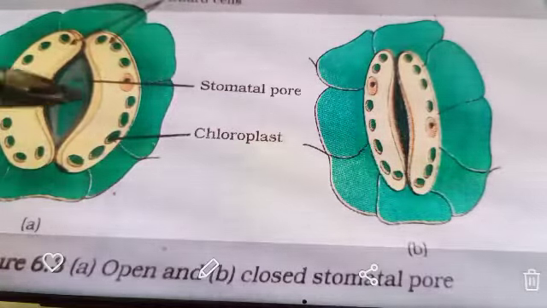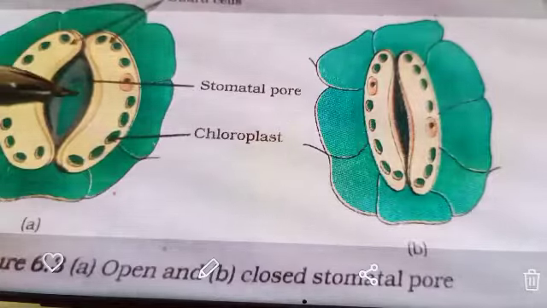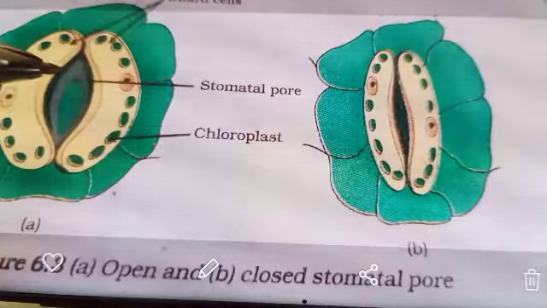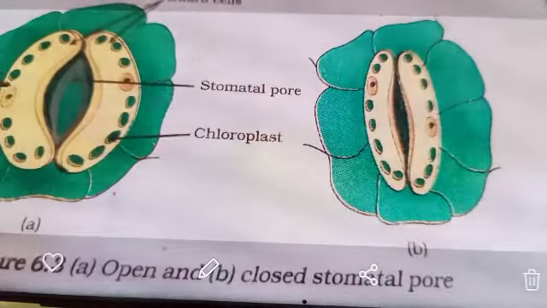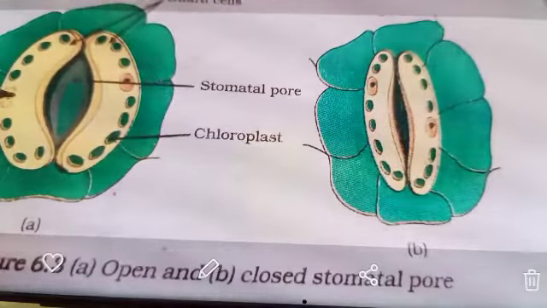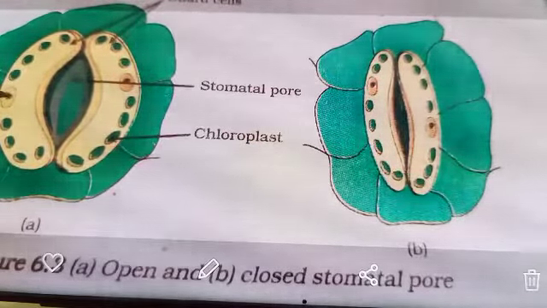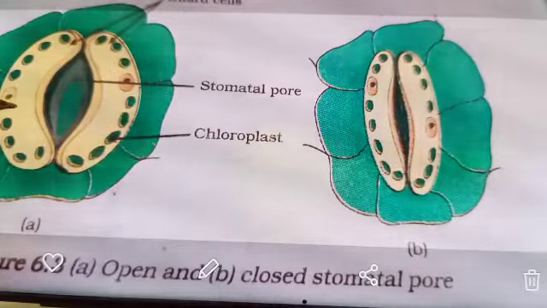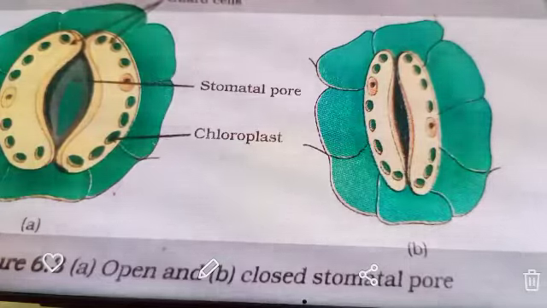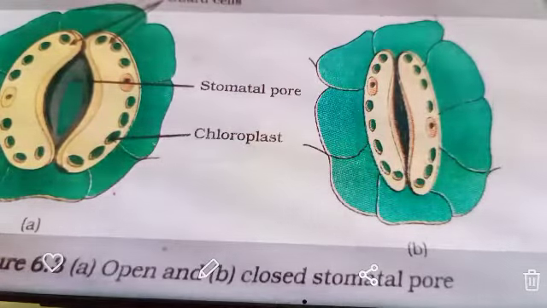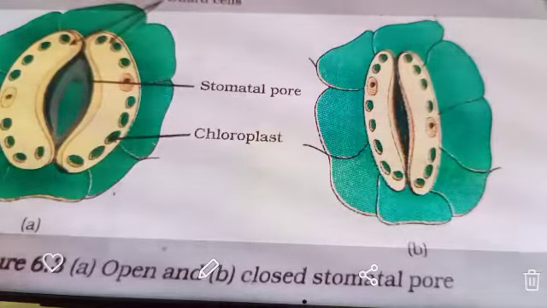In this opening, the exchange of gases will take place and the transpiration also occurs through this. The guard cell swells when water flows into them, causing the stomatal pore to open. Okay, when the water goes in, it will open. Similarly, the pore closes if the guard cells shrink. You can see the other picture. Here it is shrunk and here it is open.